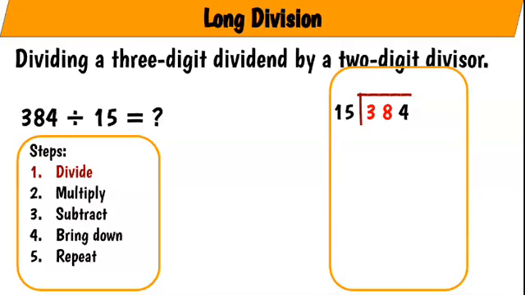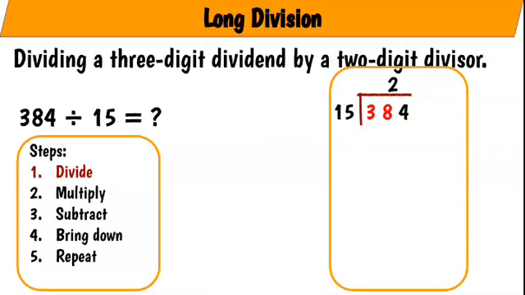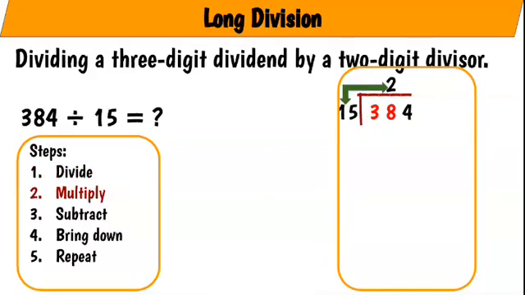So now we have 38. So now we are saying, how many groups of 15 can we get from 38? And now we have a bigger number to work with. We can get 2 groups of 15 from 38. Now let's move on to our next step.